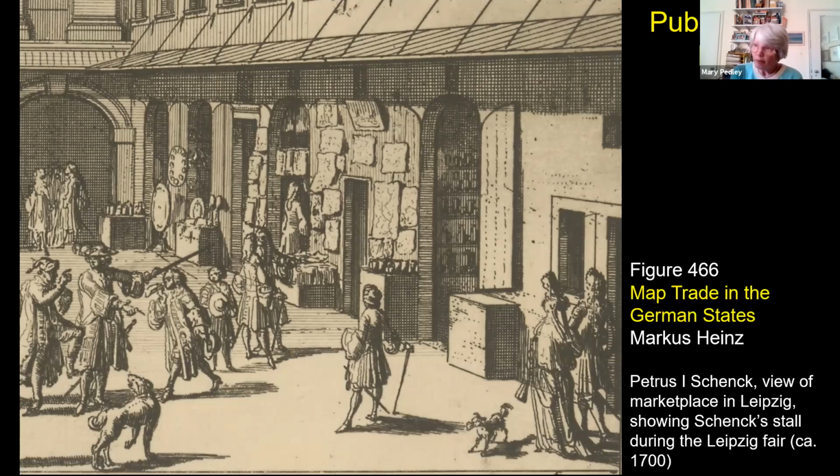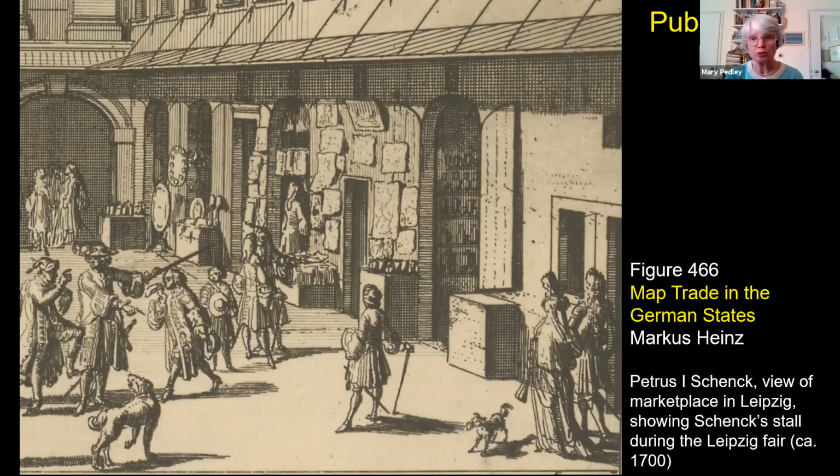The map trade was extremely important in the long 18th century because it was a time, for all the wars you may know about in the 18th century, it actually was a time of general prosperity. Life was getting better for people. There was a growth in trade, economies were growing, and with that, the demand for maps was growing.